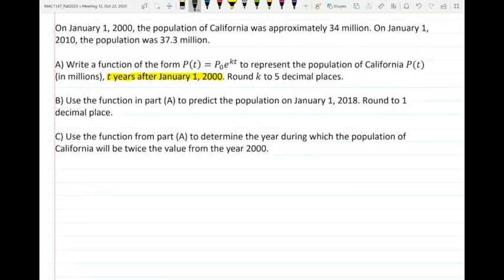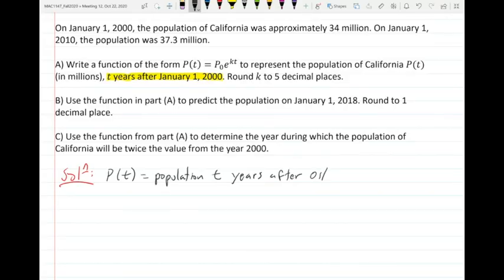So the first thing that we should do is write down the information that we're given. Okay? So solution. We know that we have a function P of t, and what does this represent? This is the population of California t years after, and this is very important, after January 1st, 2000. Okay, let's keep that in mind. This is t years after January 1st, 2000.